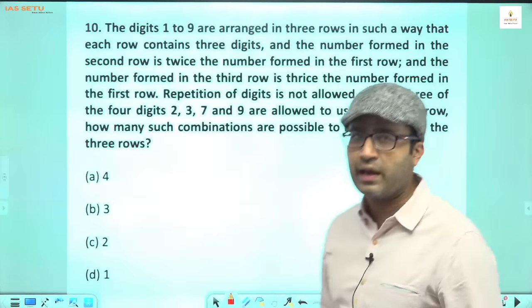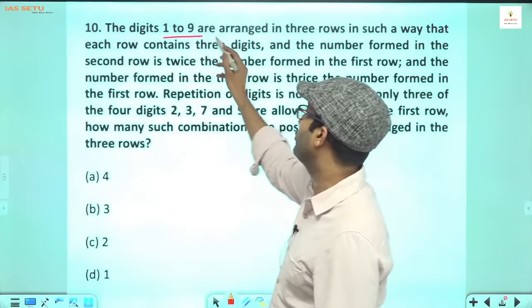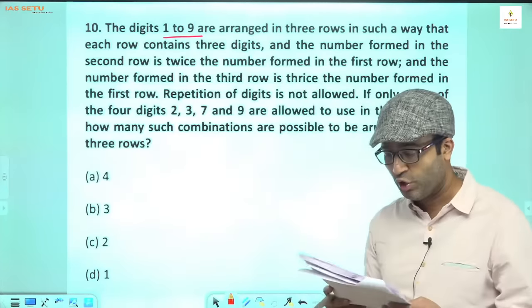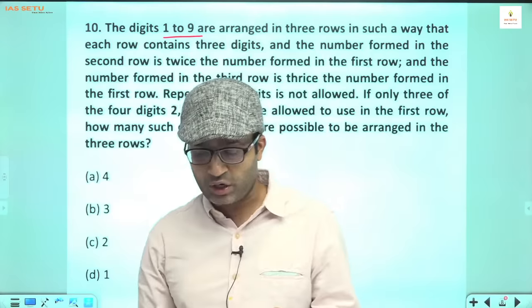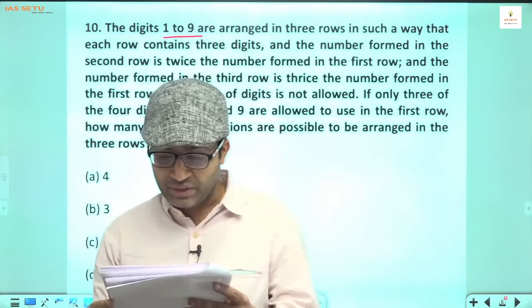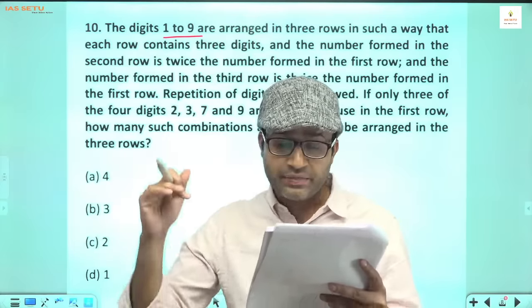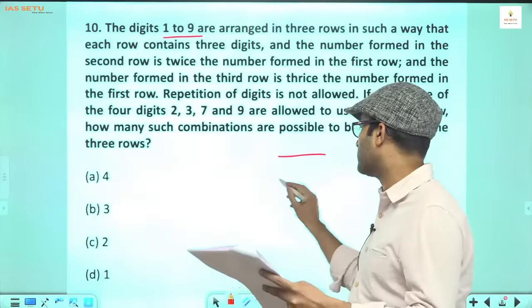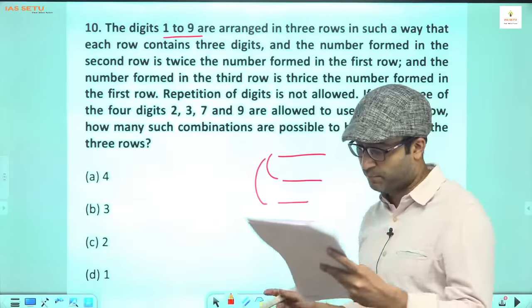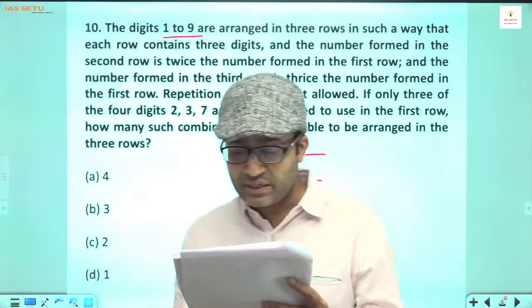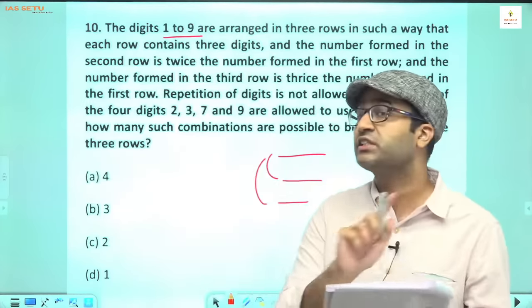Question number 10, lengthy question. The digits 1 to 9 are arranged in 3 rows in such a way that each row contains 3 digits, and the number formed in the second row is twice the number formed in the first row, and the number formed in the third row is thrice the number formed in the first row. Repetition of digits is not allowed.